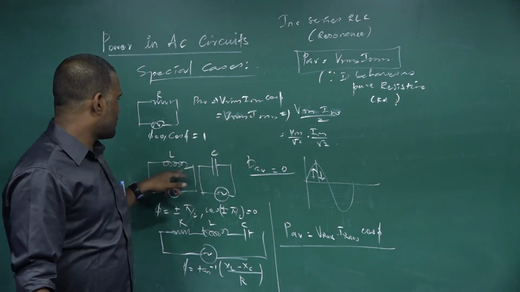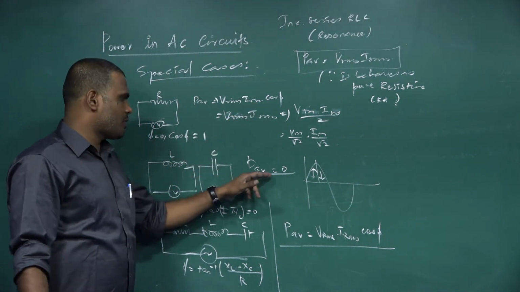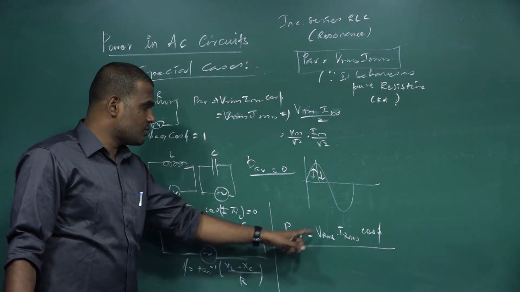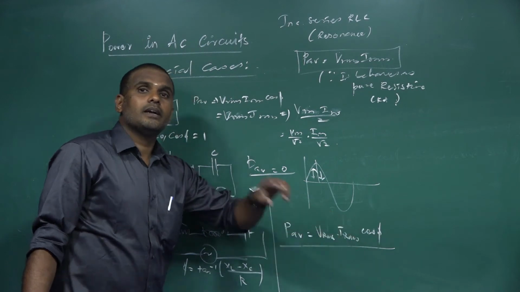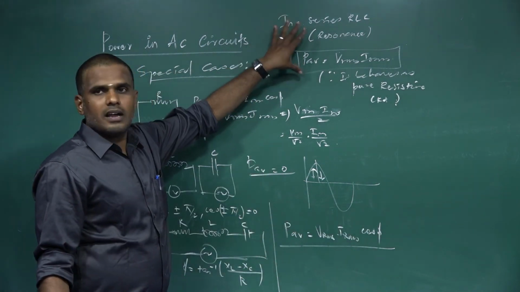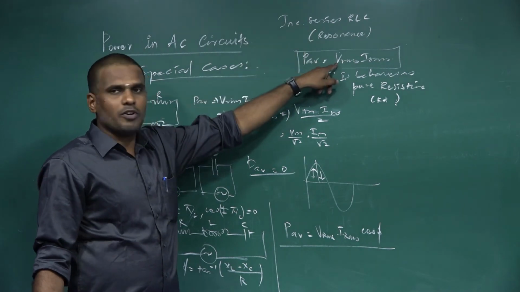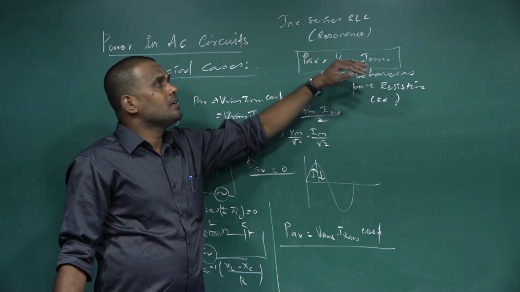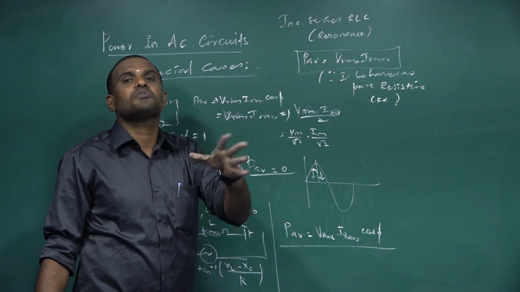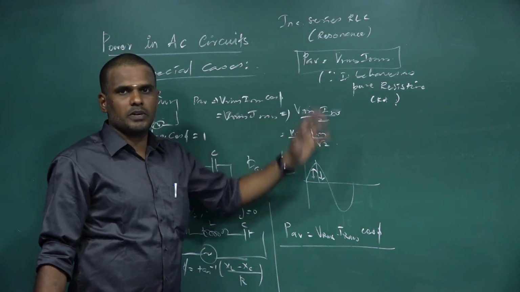In a pure inductive and capacitive circuit, average power consumed is 0. In a series RLC circuit, average power consumed is VRMS IRMS cos phi, where phi is the phase angle between voltage and current. And in a series RLC circuit at resonance, the average power consumed is VRMS IRMS. The series RLC circuit at resonance behaves like a pure resistive circuit. That's why you are getting the same expression.